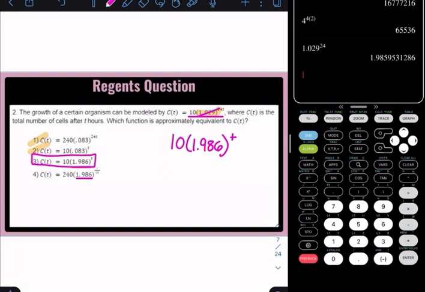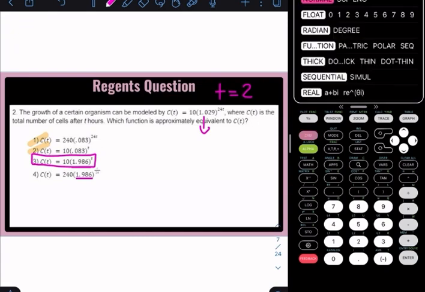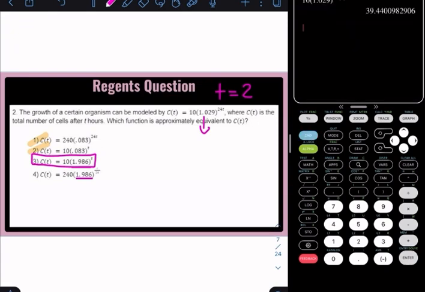Now, let's say that makes no sense to you. Another way we can do that is we can take the original problem and make t equal to 2. So let's see, when I make t equal to 2 here, what number would we get? 1.029 raised to the 24th power times 2. I would get, I'll just say 39.44.